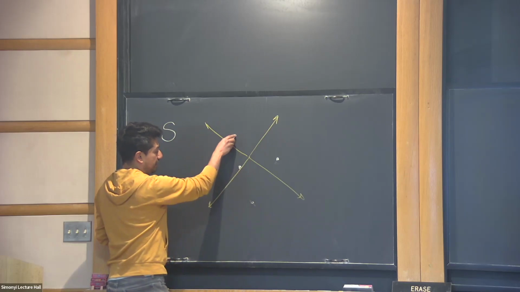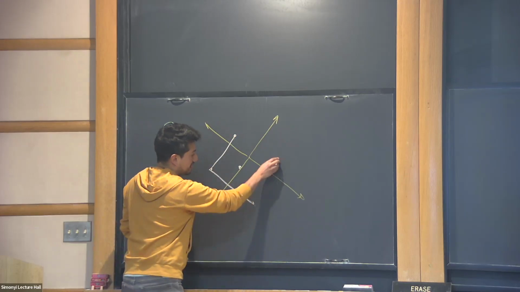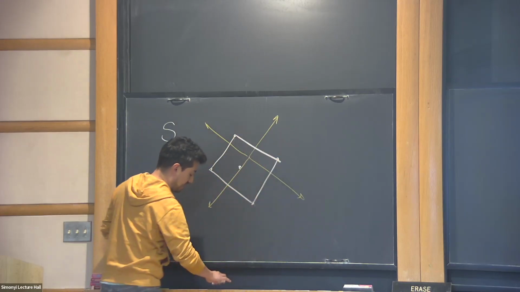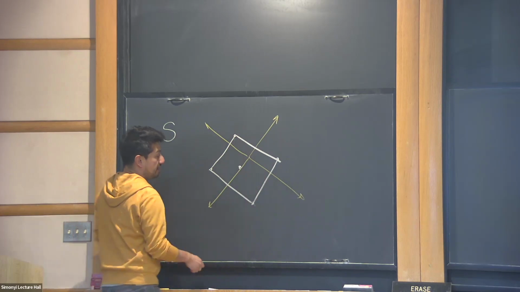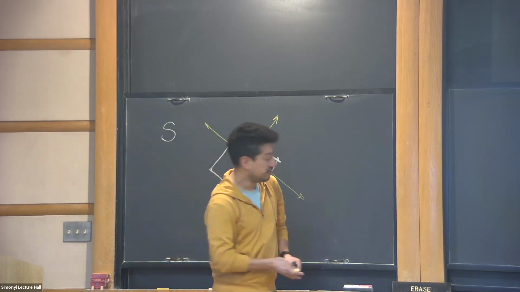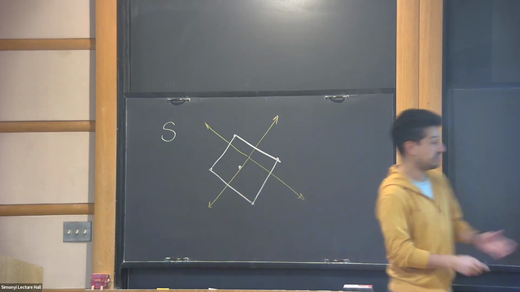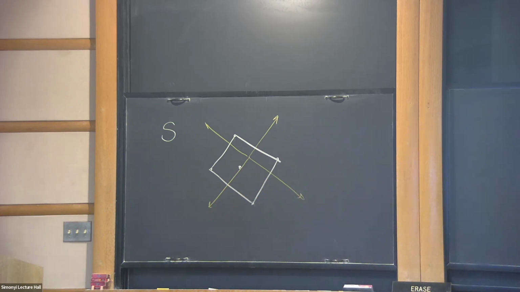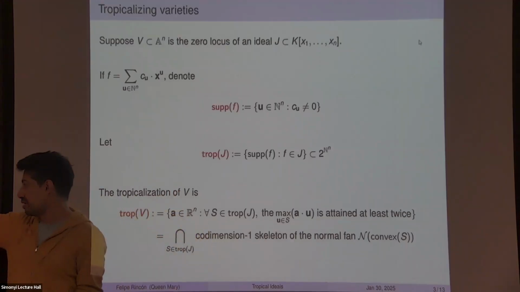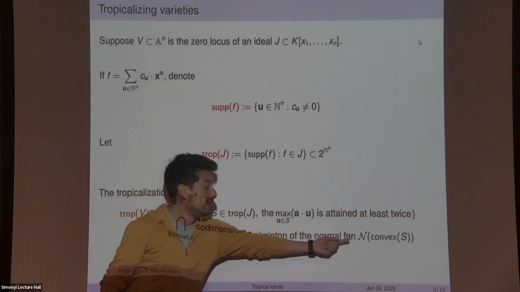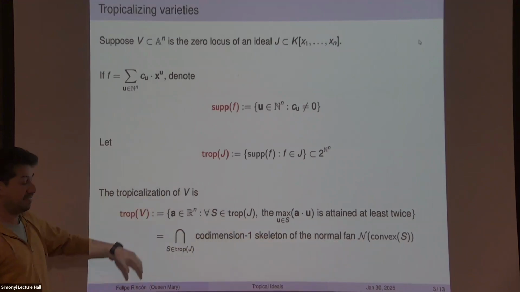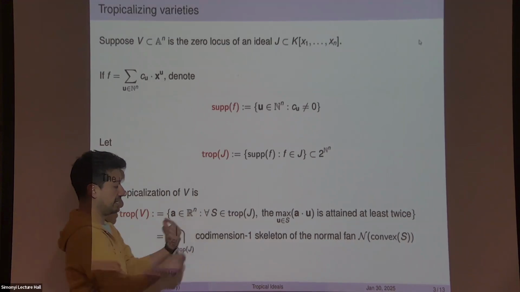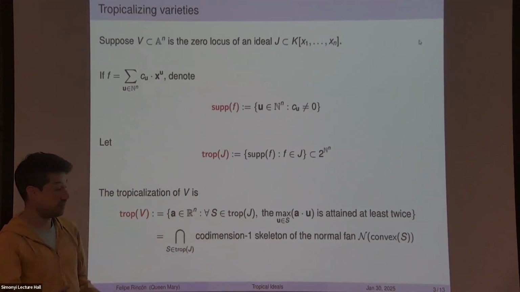It's really, but another way of saying that is that it's the codimension one skeleton of the normal fan of the convex hull of S. Yeah, so this is what I'm saying here. It's the codimension one skeleton of the dual normal fan to the convex hull of the elements of S, and then that's the condition for that subset S, and then just take the intersection of all those codimension one skeletons for all the S appearing in your infinite collection.